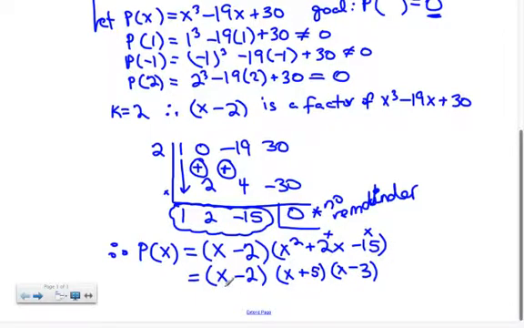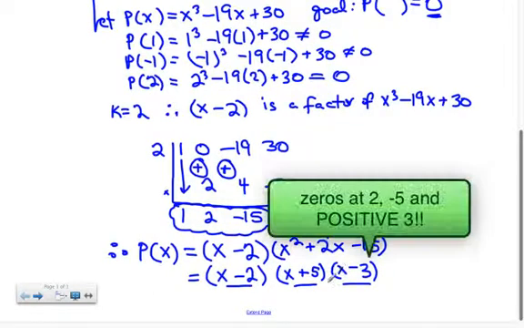And at this point, I've got 1, 2, 3 brackets. So that makes sense. It's a third degree polynomial. And I've got zeros at 2, negative 5, negative 3.